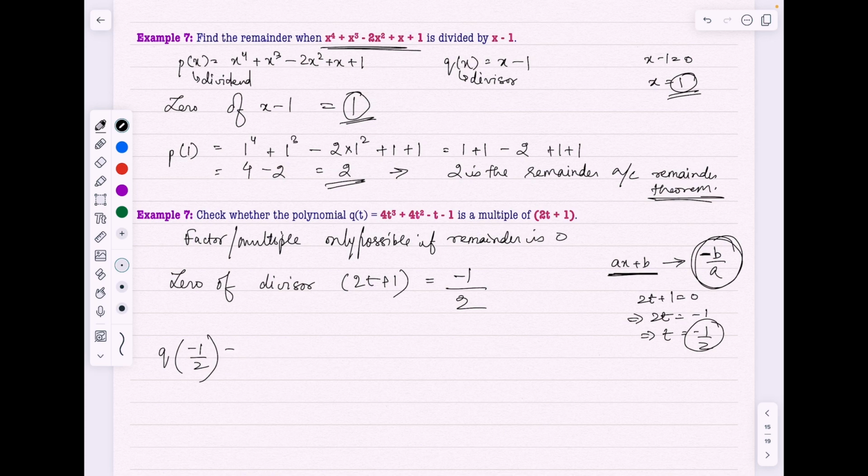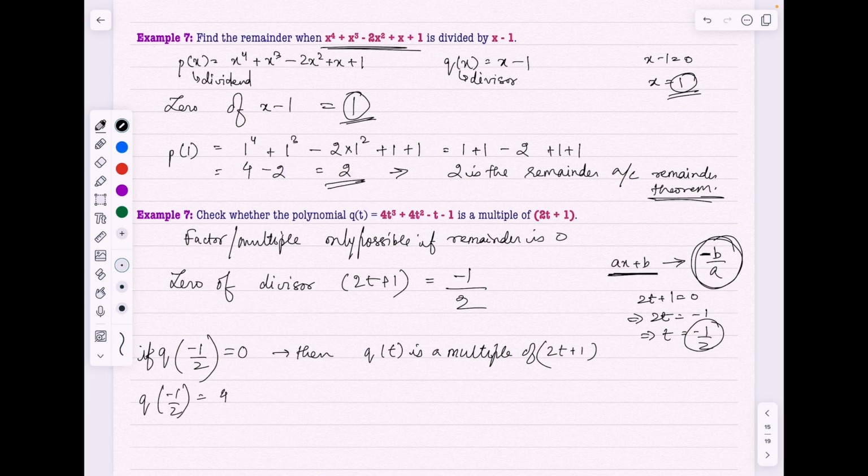If q of minus 1 by 2 is 0, then q of t is a multiple of 2t plus 1. Understood? Is this statement correct or not? So I will compute q of minus 1 by 2.